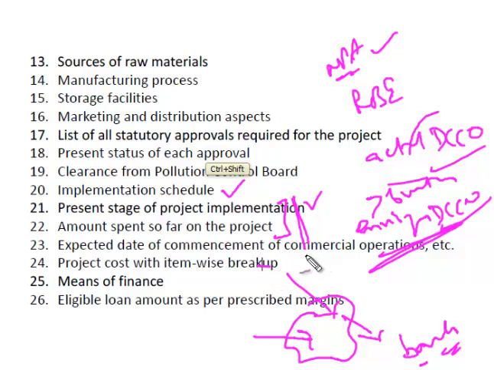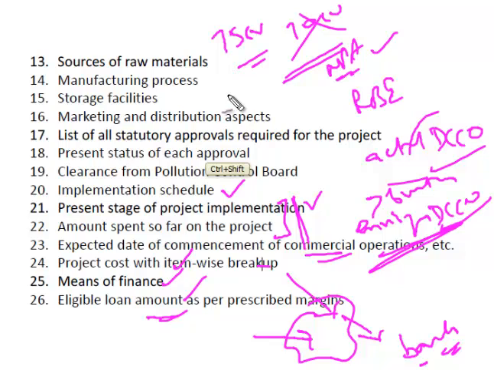So the expected date of commercial operations we discussed. DCCO is very important. Project cost and means of finance we will discuss in detail, and the eligibility, right? We'll be looking at the project cost, item-wise breakup, how the company is planning to meet this project cost, what are the item-wise means of finance, and what is the eligibility. The company might say our project cost is 75 crores, you give us 70 crores maybe, but the company may not be eligible for 70 crores because the banks have their own margin requirements. So as per the bank policy, what is the margin requirement for each item? What is the margin for land? What is the margin for land and building? What is the margin for machinery? And finally, what is the total eligible loan amount? This is something we will be calculating shortly.